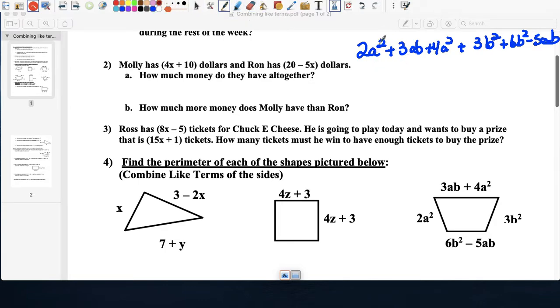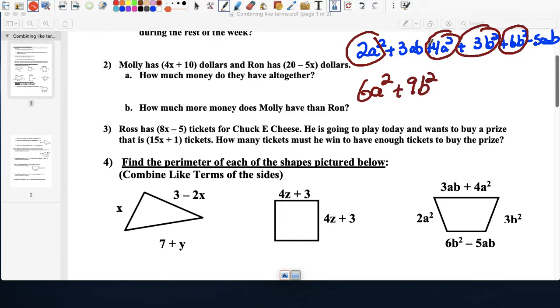Combine like terms, let's do the a squared. So we have an a squared here and an a squared here, positive. So that's 6a squared. We have a b squared. Yeah, we do. We have 2 over here, a 6 and a 3. So that's going to give me 9b squared. And then this term with 3ab and minus 5ab is going to give me negative 2ab.